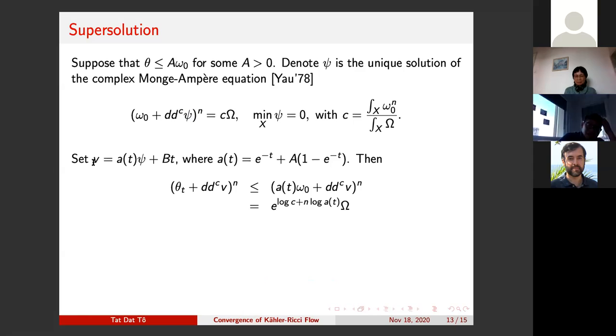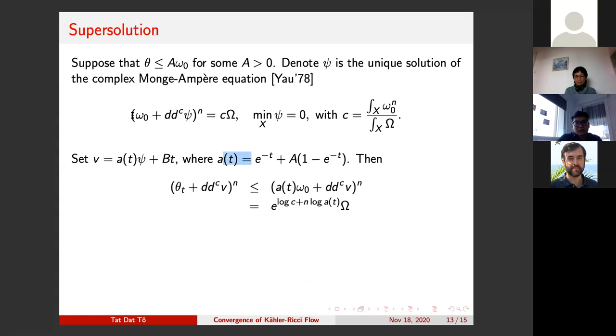Now we take the function v equal to a_t times phi plus b_t. Here a_t is written down like this, A is defined by this condition, and then with this function v, we can see that the Monge-Ampère operator, the Monge-Ampère measure, in this case smooth, so it should be a Monge-Ampère volume form, is less than this term, from this equation and from the definition of a_t.